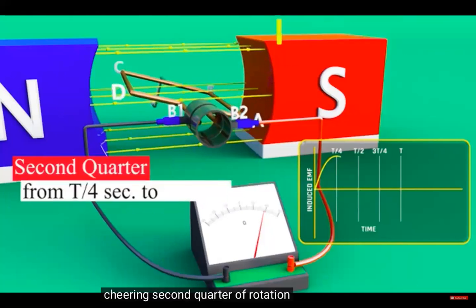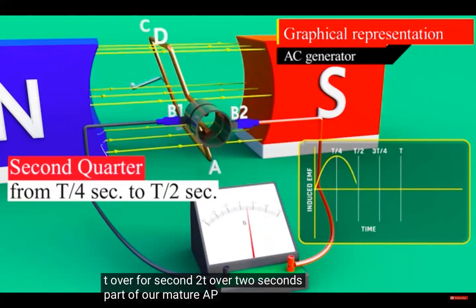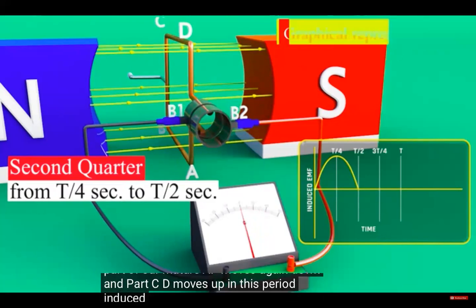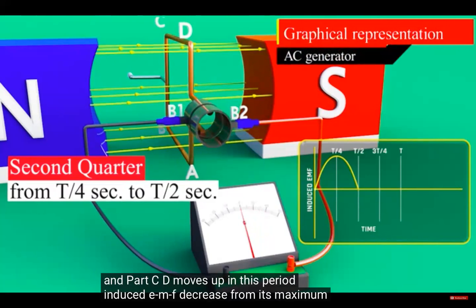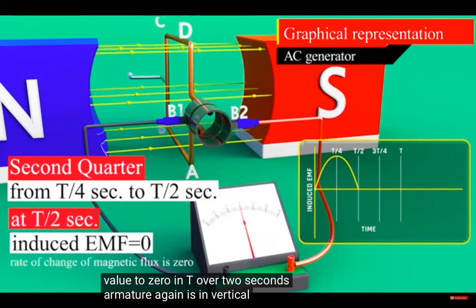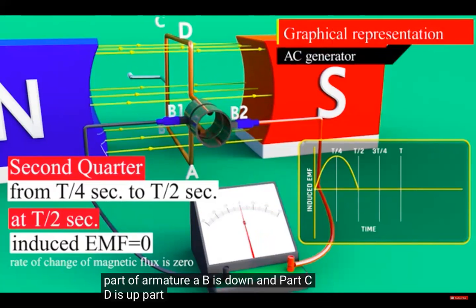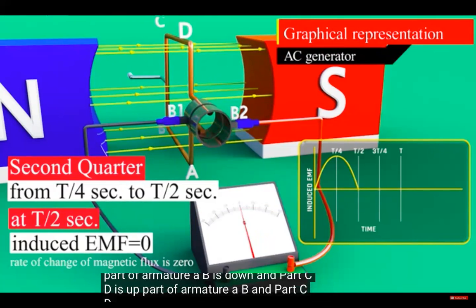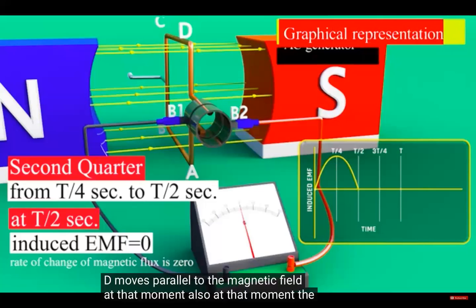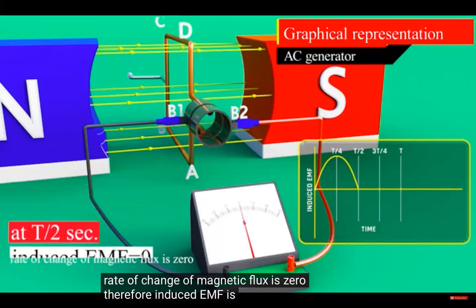During second quarter of rotation, from t over 4 seconds to t over 2 seconds, part of armature AB moves again down and part CD moves up. In this period, induced EMF decreases from its maximum value to 0. In t over 2 seconds, armature again is in vertical position. Part of armature AB is down and part CD is up. Part of armature AB and part CD moves parallel to the magnetic field at that moment. Also at that moment, the rate of change of magnetic flux is 0. Therefore, induced EMF is 0.